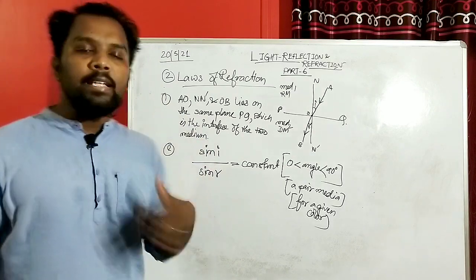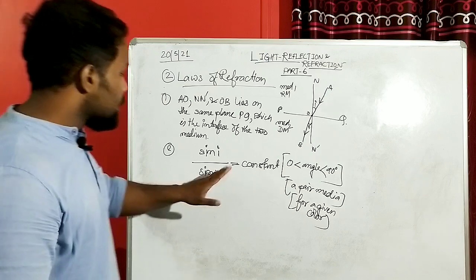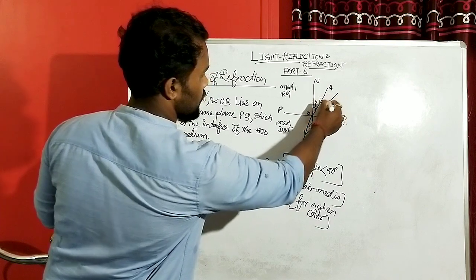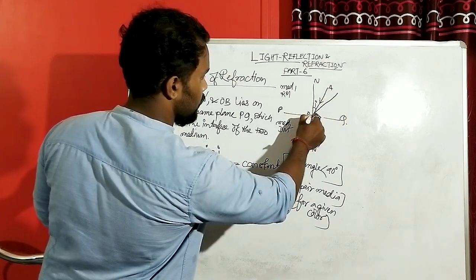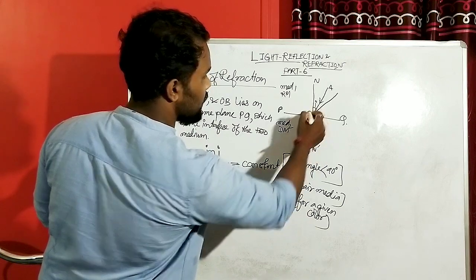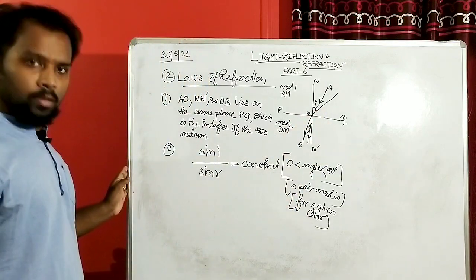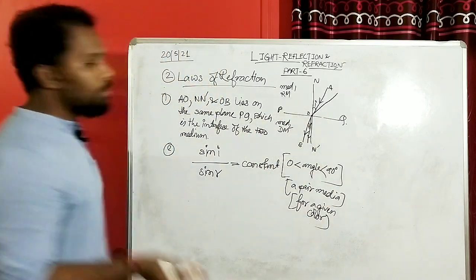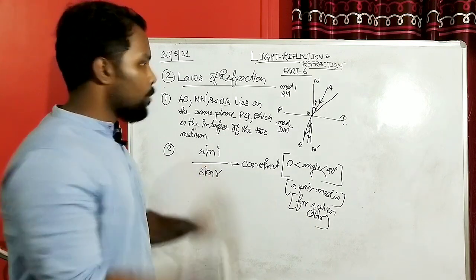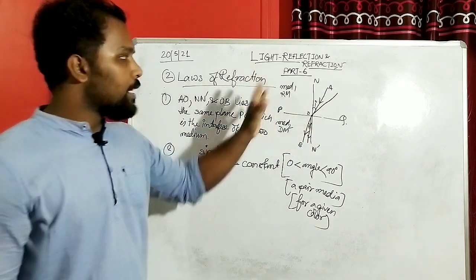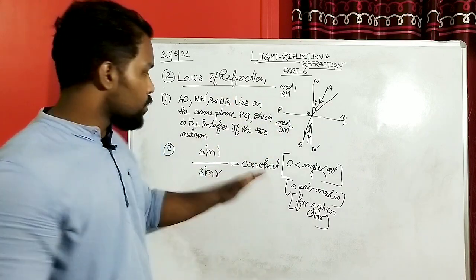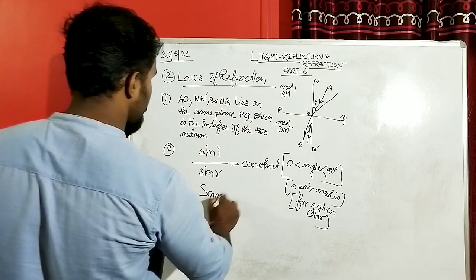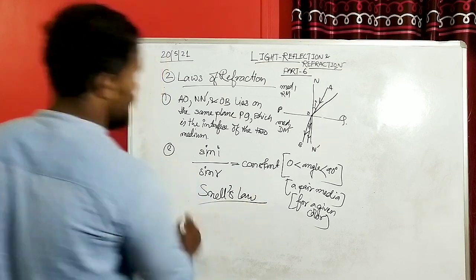Now when scientists did some experiments, they found that this is constant for a given pair of media. If you consider one more incident ray in the same media, it will again refract. If the angle of incidence changes, the angle of refraction also changes, and it may move towards or a little bit away from the normal. If you consider lots of incident angles and take the ratios, that ratio is going to be constant, and this law is known as Snell's law.